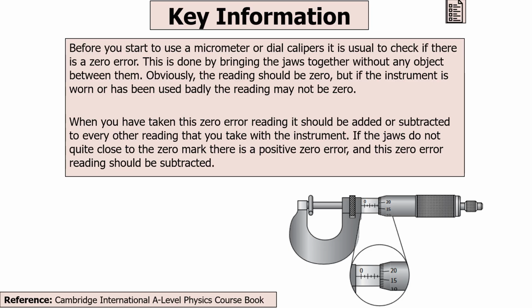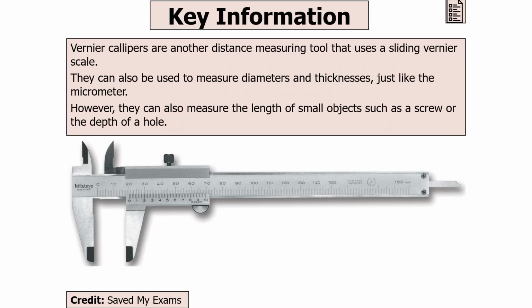This is done by bringing the jaws together without any object between them. Obviously then the reading should be zero, but if the instrument is worn or has been used badly, the reading may not be zero. When you have taken the zero error reading, it should be added or subtracted to every other reading that you take with the instrument. If the jaws do not quite close to the zero mark, it's a positive zero error, and therefore this zero error should be subtracted.